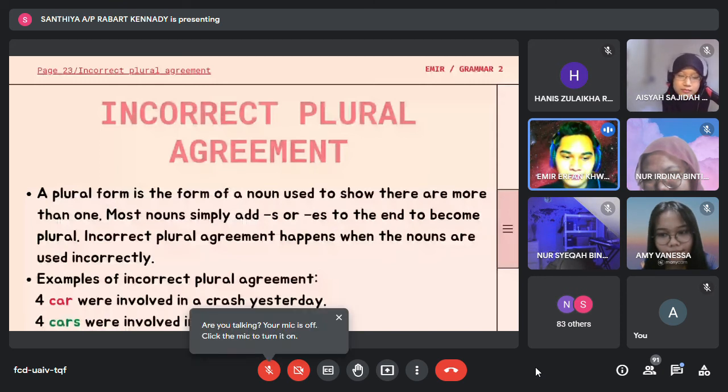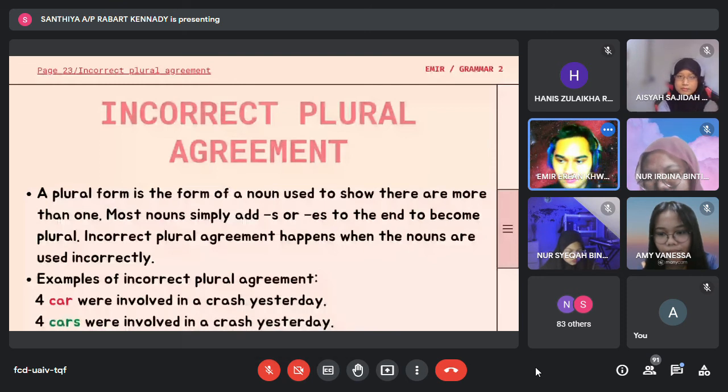4 cars were involved in a crash yesterday. Next, please.